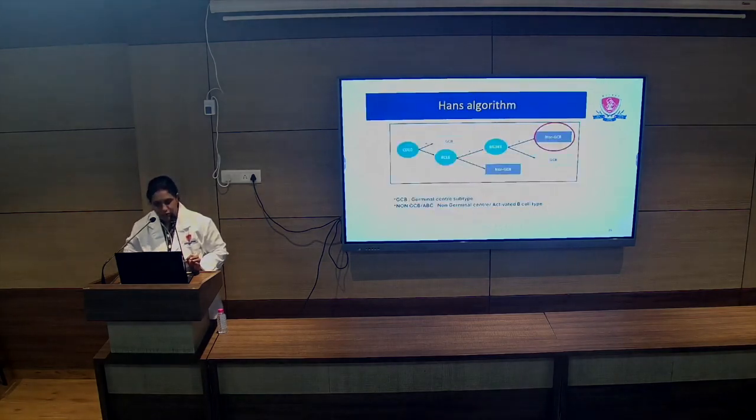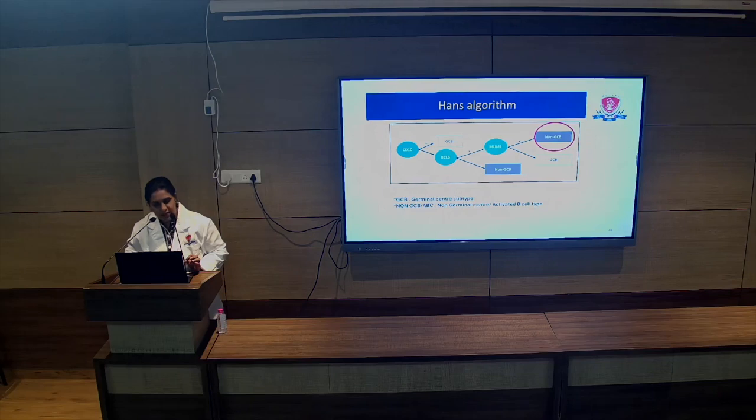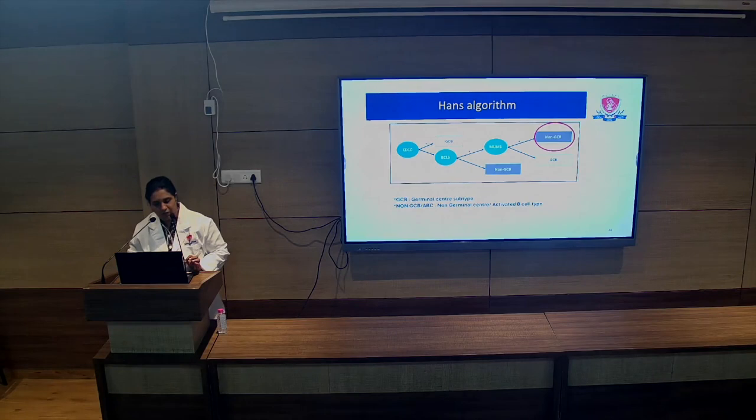So for classification, we use the Hans algorithm. In the Hans algorithm, these are the 3 key markers which are used. If a tumor is CD10 positive, which is a germinal center marker, it is directly labeled as germinal center B type of lymphoma. But if it is CD10 negative, we proceed with another germinal B cell marker, which is BCL6. If it is positive, then we apply MUM1 because we want to see the post-germinal status of the cell. So when a lesional cell is CD10 negative, BCL6 positive and MUM1 positive, we label it as non-germinal center or activated B cell type of diffuse large B cell lymphoma.